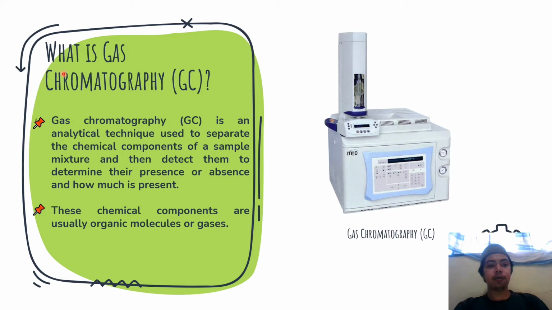Okay, what is gas chromatography, or we call GC? GC is an analytical technique used to separate the chemical components of a sample mixture and then detect them to determine their presence or absence and how much is present. These chemical components are usually organic molecules or gases. Okay, this item is the GC, or gas chromatography.